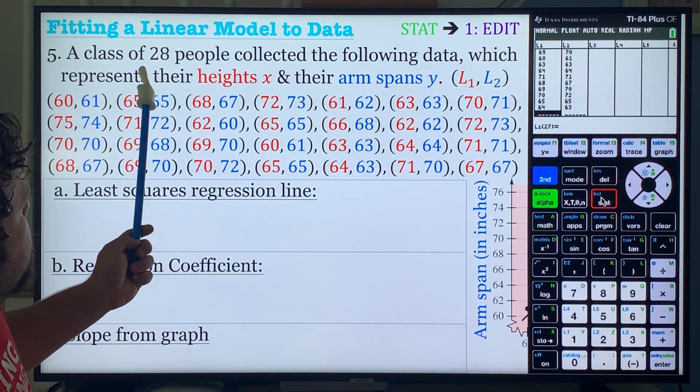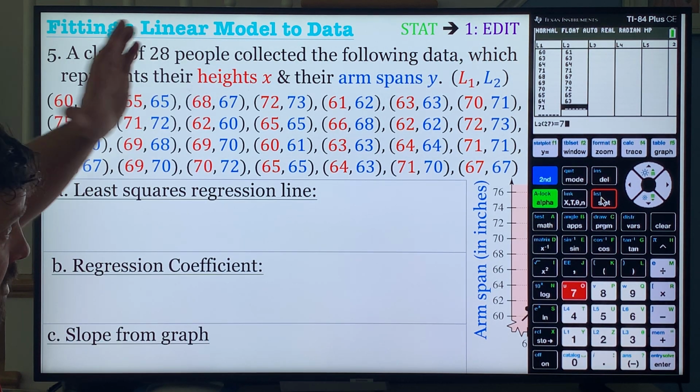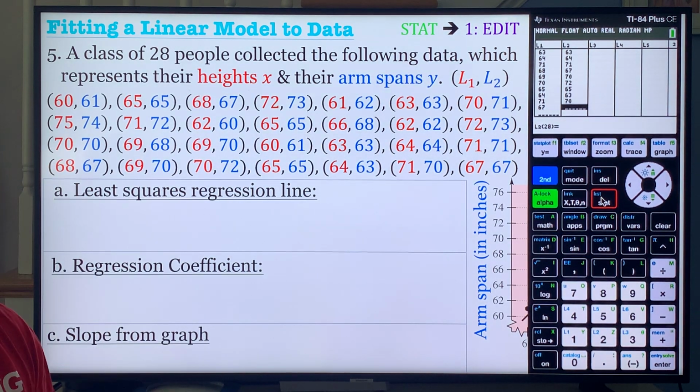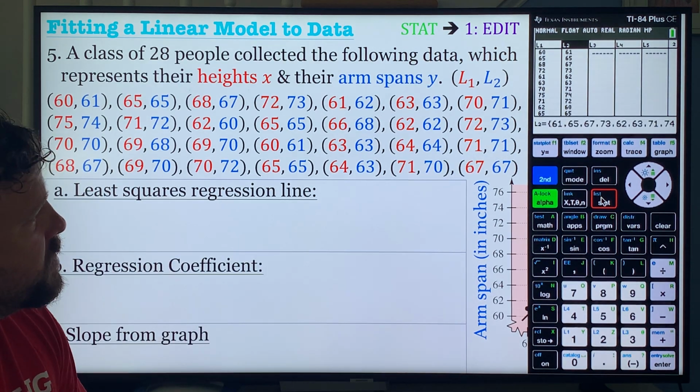And this graph right here is just class 28 people collecting data, representing their height. You're just doing height to arm span. A lot of times when you do these graphs, you actually take data that was collected by a scientist or an intern or something, and you do this science. As you can see right here, we checked it all.